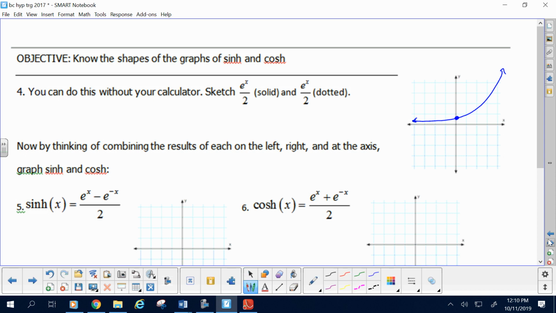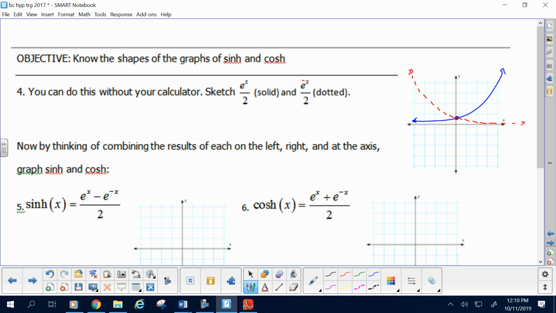Okay, what about e to the negative x over 2, which will be dotted? Does this say e to the x over 2? Oh, sorry, I have a typo there. e to the negative x over 2. What do you get when you put a negative on the x? Okay, so it would still be at 1/2 and it would decay.